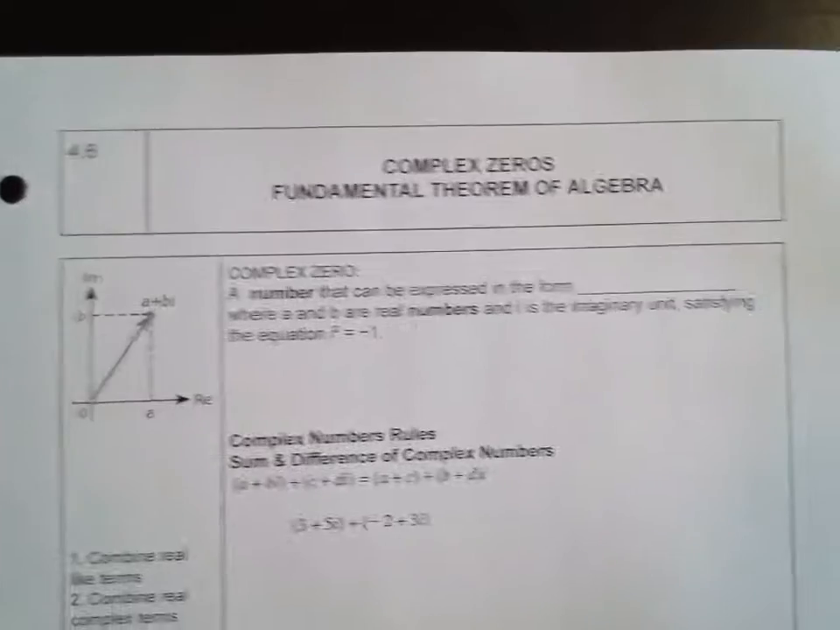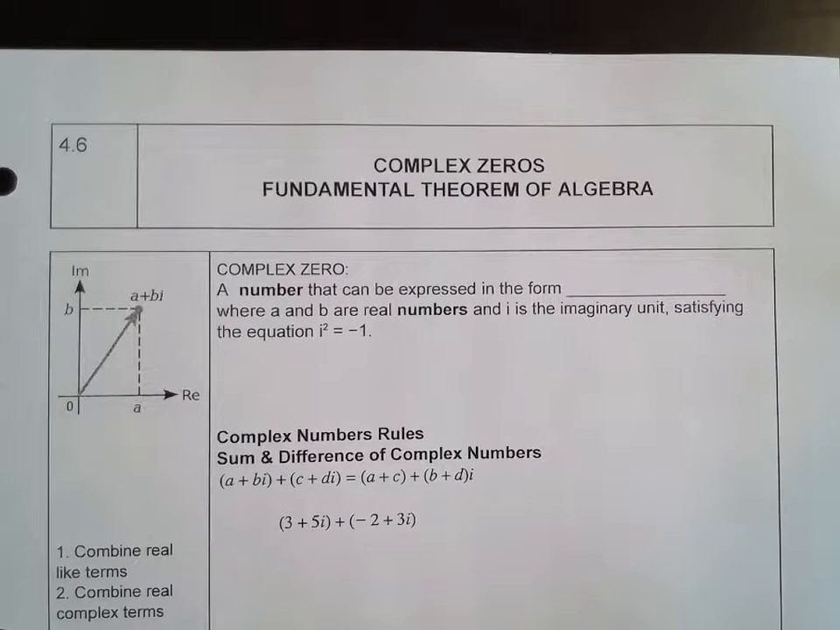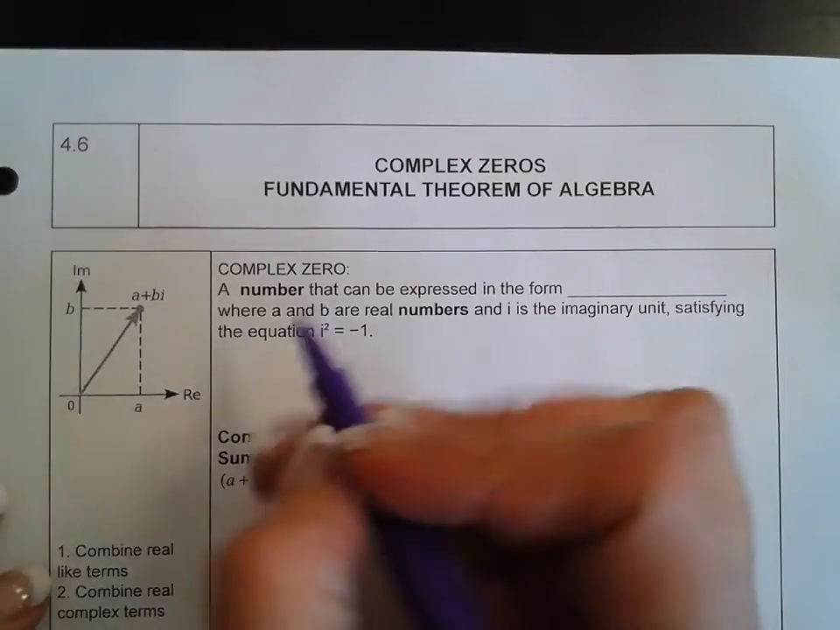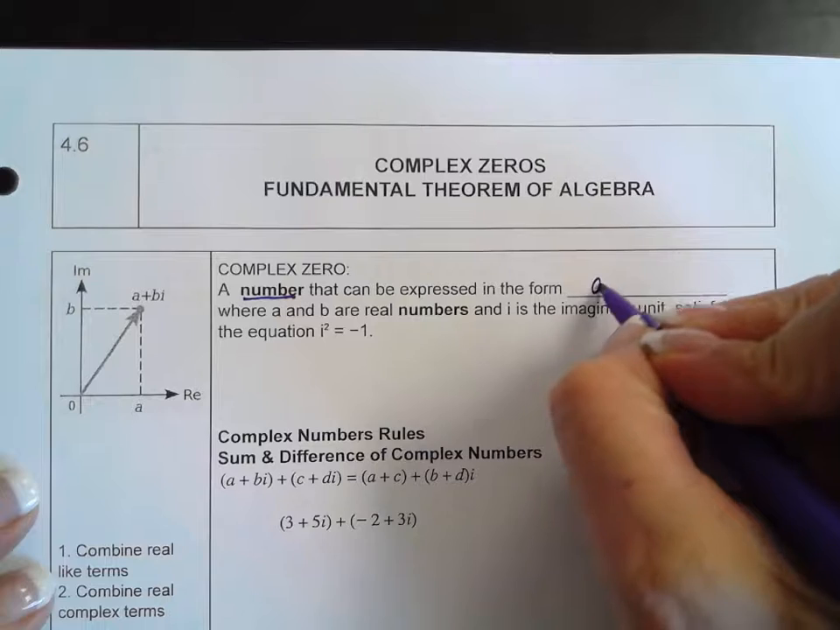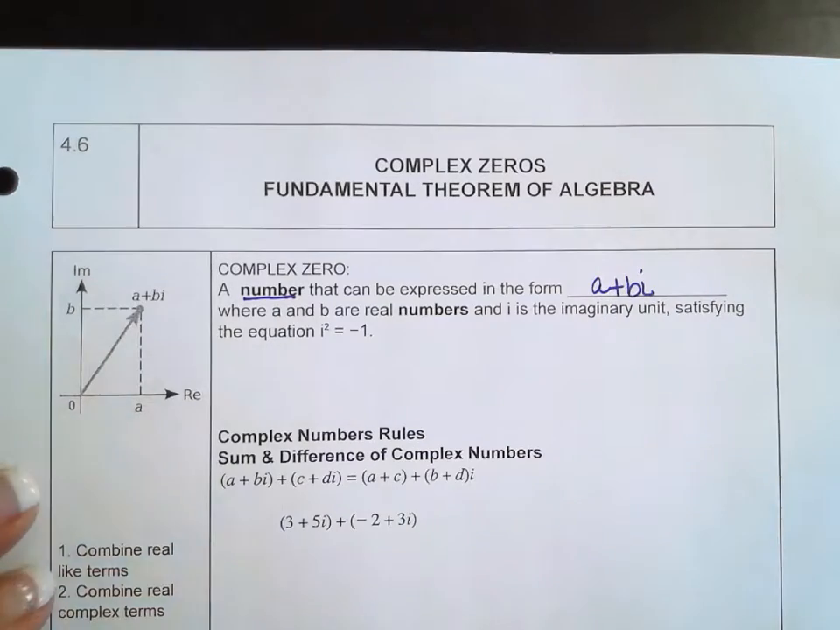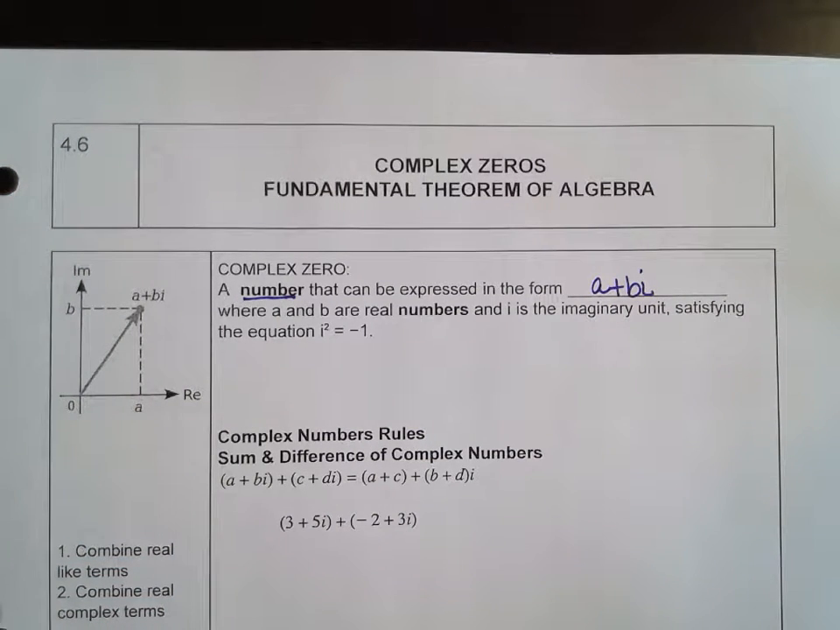Complex zeros, we'll get into the fundamental theorem of algebra, but what are complex zeros? Somebody tell me, what's a complex zero? A complex zero is a number that can be expressed in the form a plus bi. It's your imaginary numbers. It's a zero that's your imaginary number, okay?